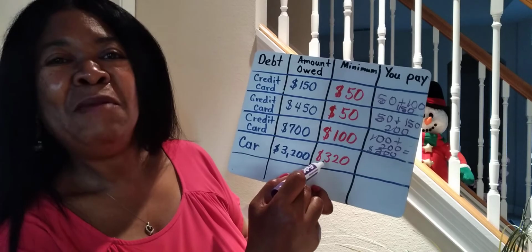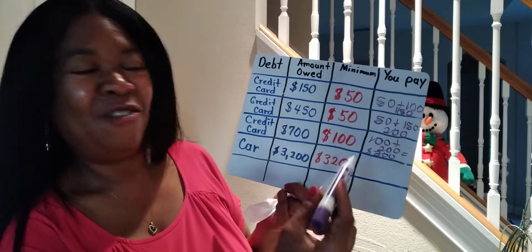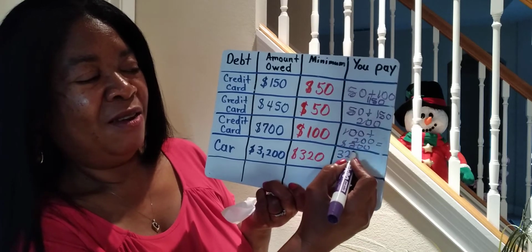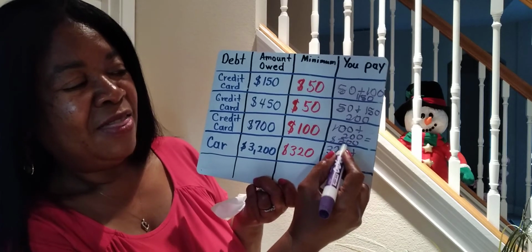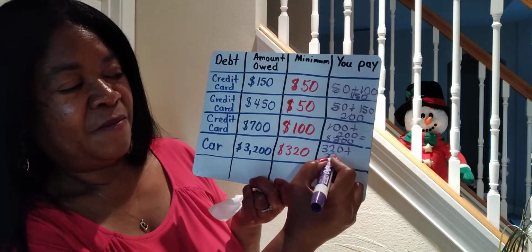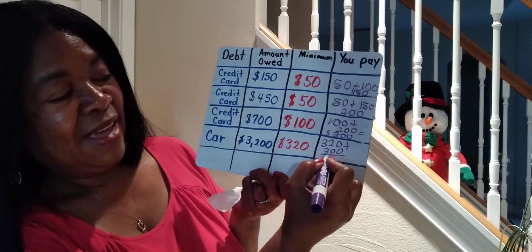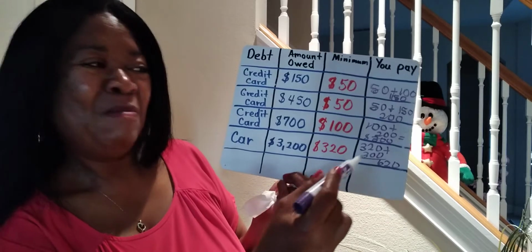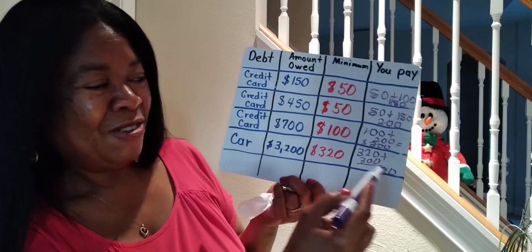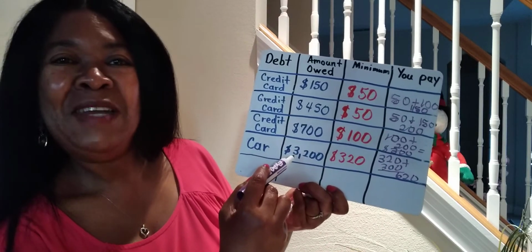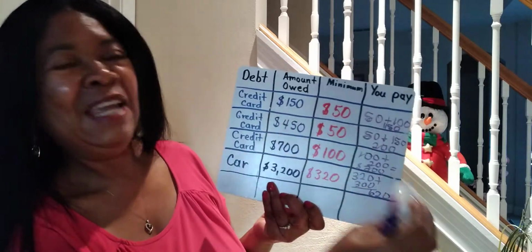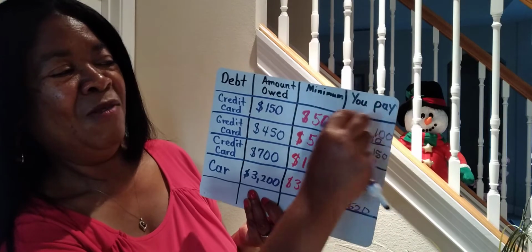This one has a minimum payment of $320. So you are going to pay the $320 plus the $300, and that's going to make that $620. So you're going to pay $620 each time until you eliminate this $3,000 debt. So you are going to be erasing. You're going to be erasing the debt.